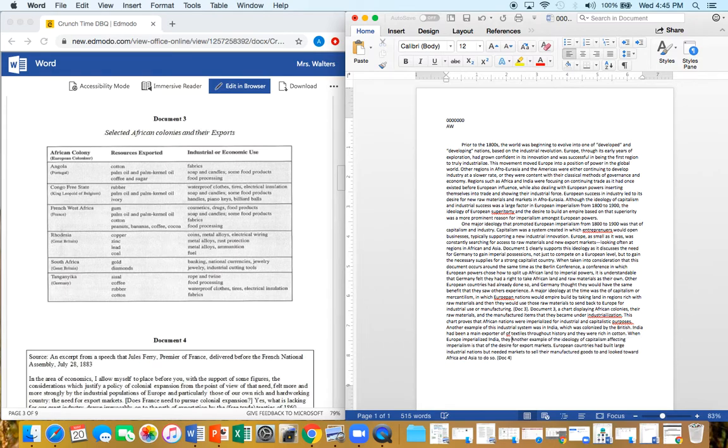they used their capitalist ideology to take the raw material of cotton from India, export it to England, and manufacture it there.